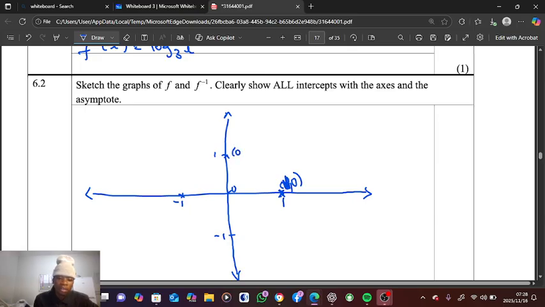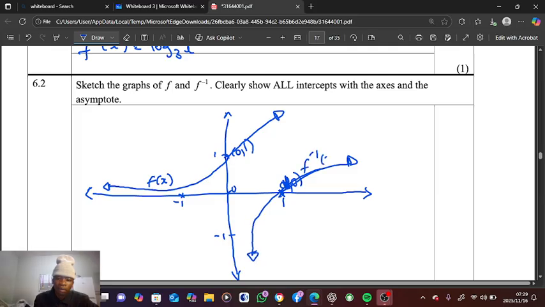Then again we got 0 and 1. So we notice that our asymptote will be x is equal to 0. So our graph will move like this. This is our graph of f of x, since it doesn't have any x-intercept. The x-intercept has no solution. Then our graph for the inverse will move like this. This is f inverse. Then we are done with our graph there.